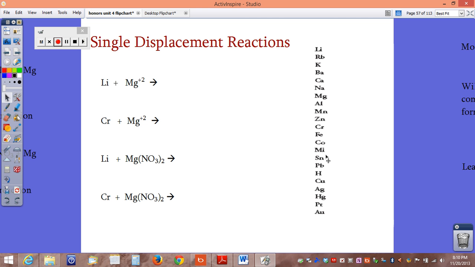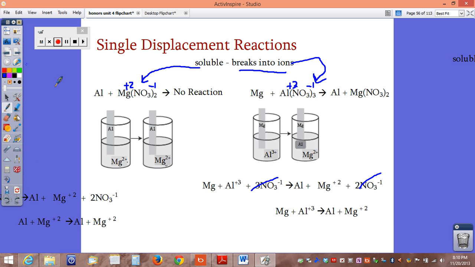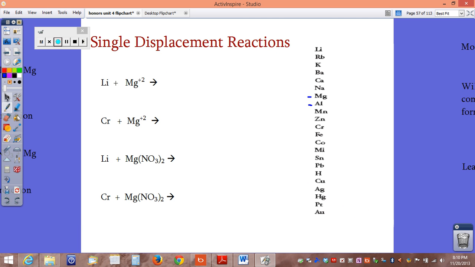Over here on the right, we have an activity series. Notice we have magnesium up here, and we have aluminum down here. And we know from our previous slide, let's go back, that magnesium is more reactive than aluminum. It is going to bump out the aluminum, and the reaction will form. So magnesium is more reactive, aluminum is least.